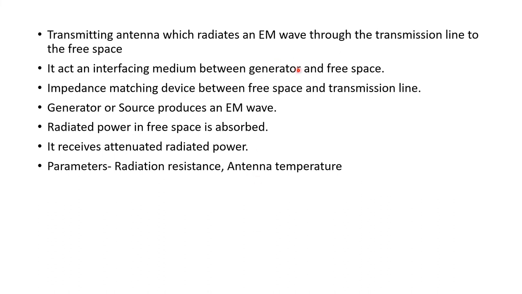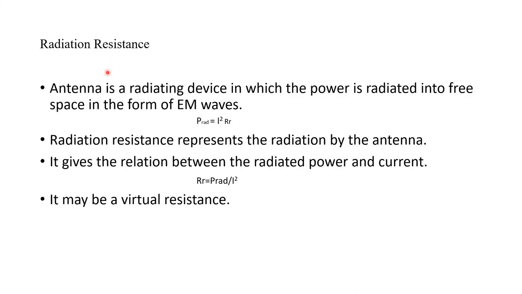Next, these are the descriptions of the above diagram. Already I have told, the transmitting antenna radiates an EM wave through the transmission line to free space, and the transmission line acts as an interface medium between the generator and free space. The generator produces the EM wave, and the radiated power in free space is attenuated; mostly the receiver receives attenuated radiated power. The parameters used to describe the functions of electromagnetic waves are radiation resistance and antenna temperature.